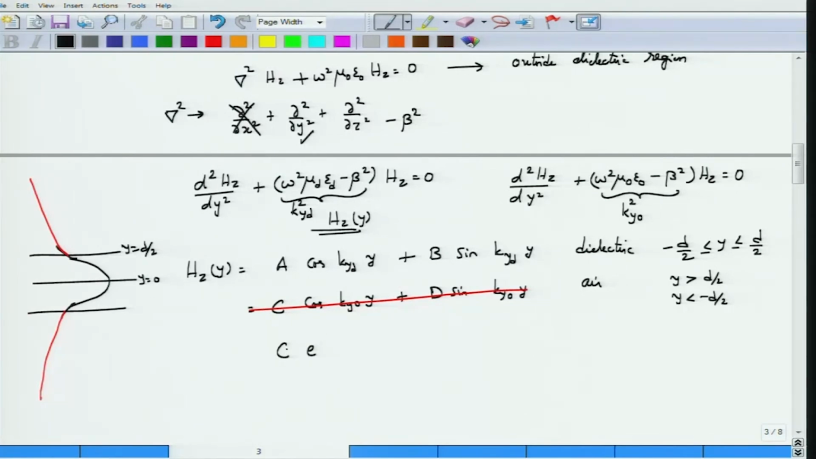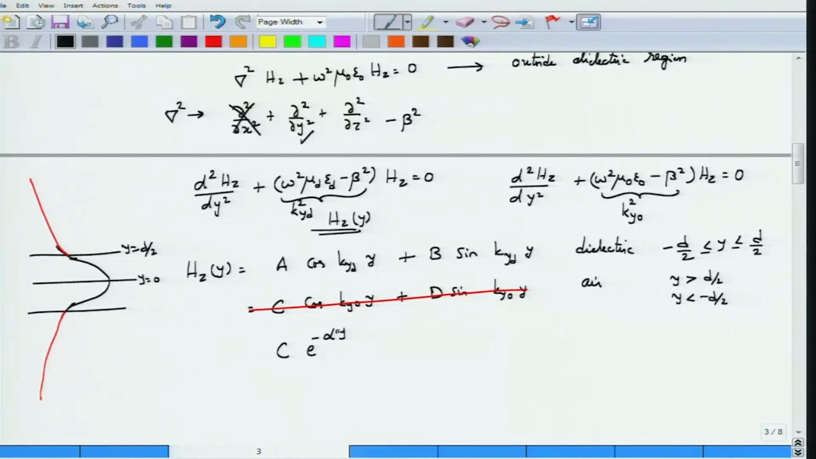So the solution here in the region above y equal to d by 2, we can choose this as C exponential. We want them to be decaying exponentially, and that would happen when beta square is actually greater than omega square mu 0 epsilon 0, but when beta is less than omega square mu d epsilon d, then you will have the propagation inside and decay outside. We will see that one in a moment. So C e to the power minus, call this alpha, and y.